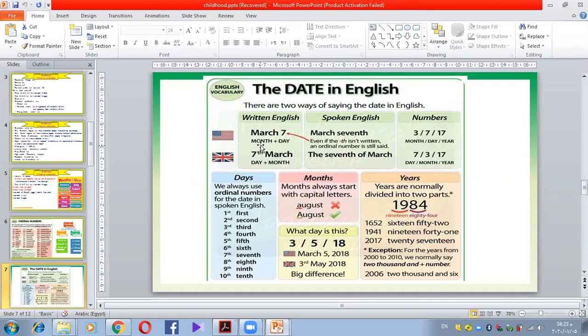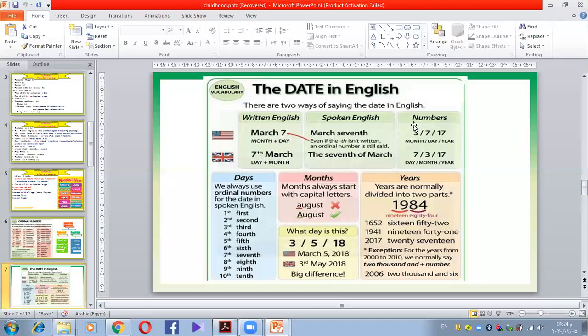In American English, we say March 7th. The month, we mentioned the month first and then the day. March 7th. حتى لو ما كتبناش ال TH, we read it. يعني حتى لو even if we don't write it, حتى لو مش مكتوبة بيبقى إيه؟ March 7th. ما ينفعش أقول March 7. لا 7th. خلاص اتفقنا. TH.